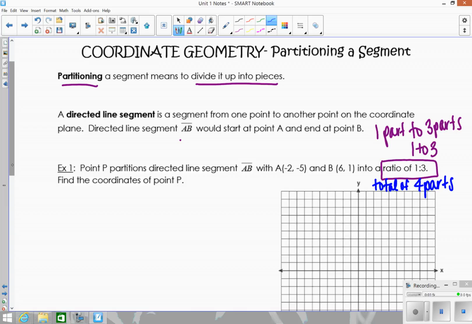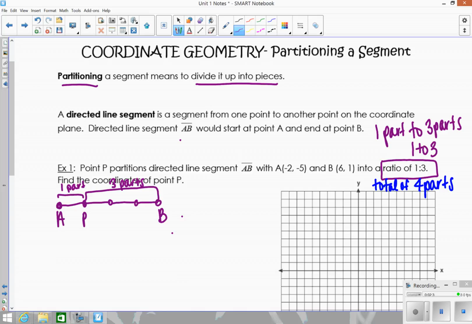Just to sketch a picture of what this is going to look like, if I start with point A, because it's a directed line segment, I'm going to put point P so that segment AB is broken up into 1:3 parts. After 1 part, I would have point P, and then there are going to be 3 more equal parts, and that's where point B is going to go. So this is a 1 part to 3 part ratio, and point P is the point that's partitioning it.